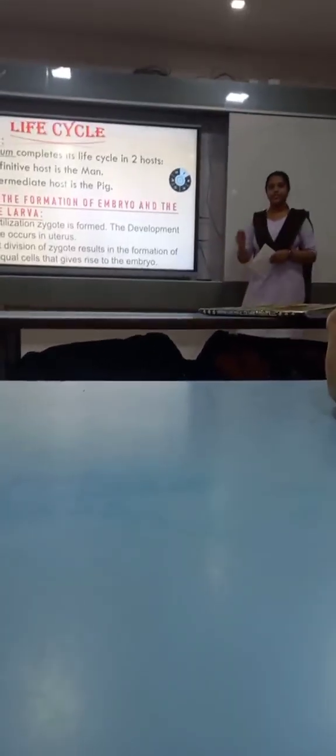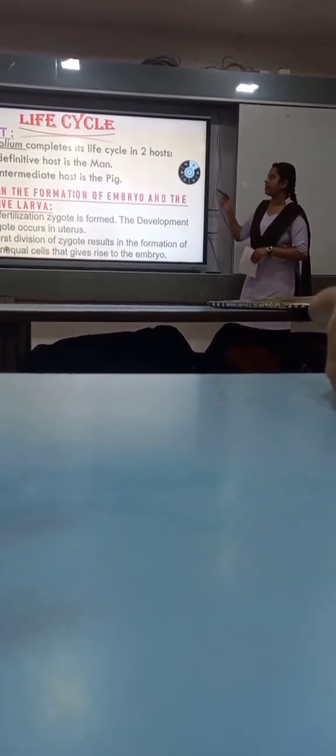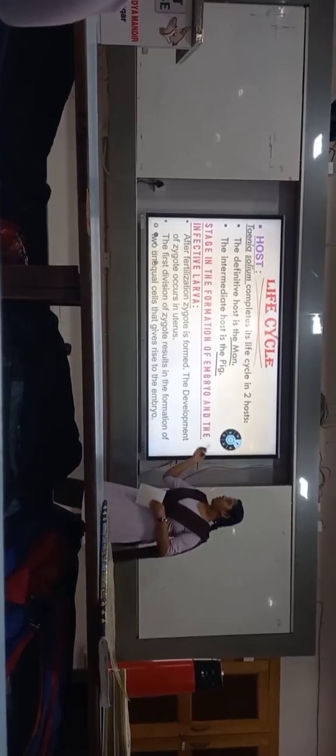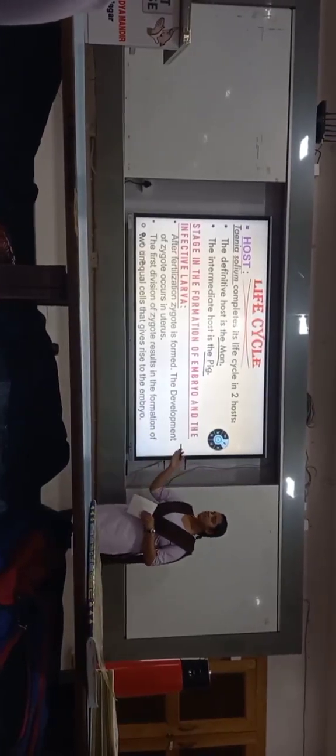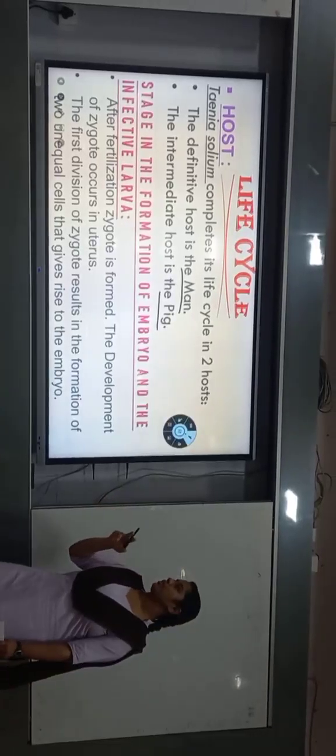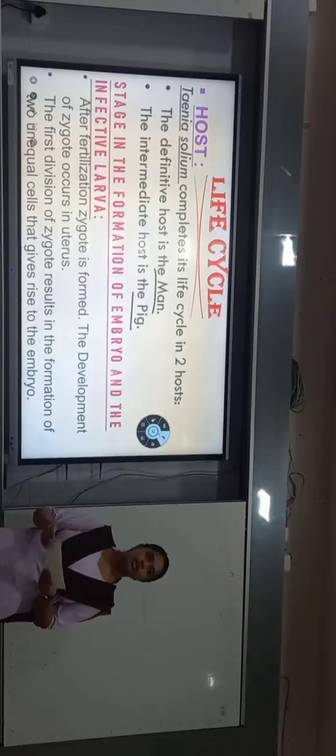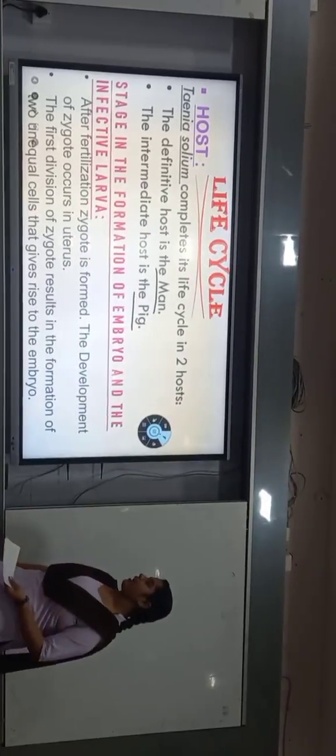Now let's see the life cycle of Taenia solium. Taenia solium, as we know, is digenetic and requires two hosts to complete its life cycle. Here the definitive host is man and the intermediate host is the pig. Stage in the formation of the embryo and the infective larva. After fertilization, the zygote is formed and the development of the zygote occurs in the uterus. The first division of the zygote results in the formation of two unequal cells, the larger vitelline cell and the smaller embryonic cell, which gives rise to the embryo.